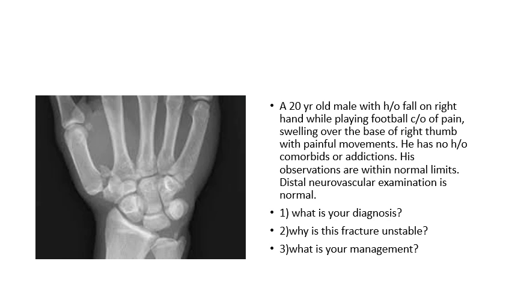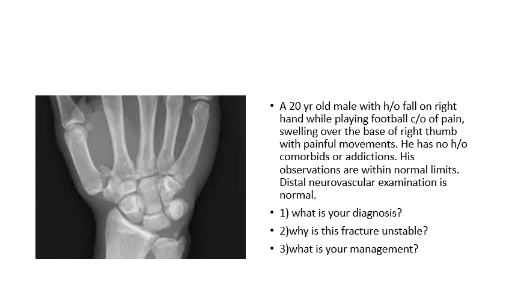Okay, now let's go to the upper limb. What is your diagnosis? Why is the fracture unstable? What is your management? A 20-year-old male with history of fall on the right hand while playing football complains of pain and swelling over the base of the right thumb with painful movements. He has no history of comorbids or addiction. His observations are within normal limits. Distal neurovascular examination is normal. What is your diagnosis? This is Bennett's fracture.